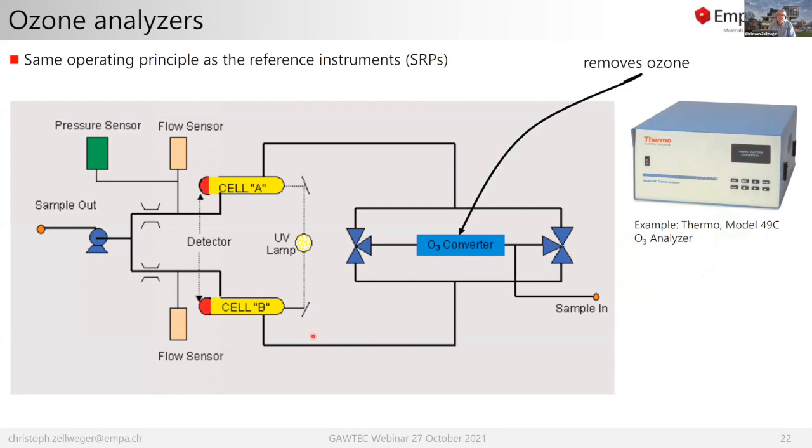Then we have ozone analyzers, and here they have the same operating principle as the standard reference photometer instruments. So it's also UV absorption. It's also measurement cells. SRP has two measurement cells. Some of the ozone analyzers also have two measurement cells. Some have only one. I will show this later. You need a reference gas, which means just the same air, but without ozone. In the analyzers, this is achieved with ozone scrubbers or ozone converters. I will show this in more detail shortly.